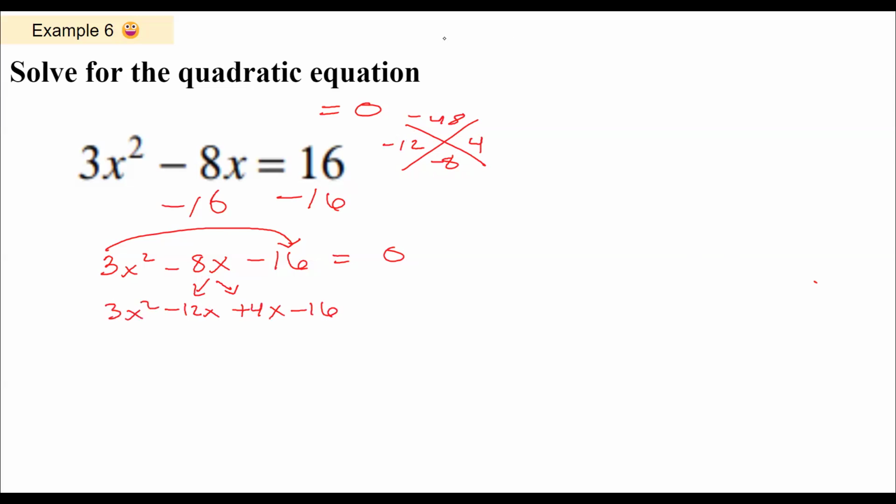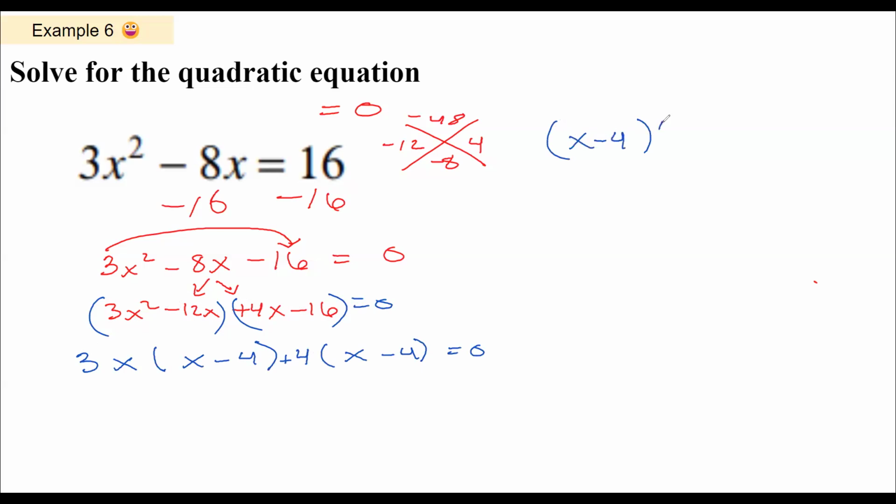What do we do next? Group them, equal to 0. What is my GCF on the first one? 3x. And then we're left with x minus 4. On the second group, we have positive 4, and we're left with x minus 4 equals 0. What do we have in common? Let me go ahead and write these over here so you can see from the back. x minus 4 and, there you go, 3x plus 4 equals 0.